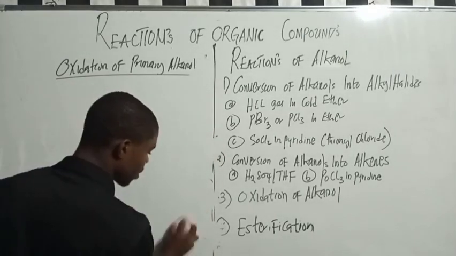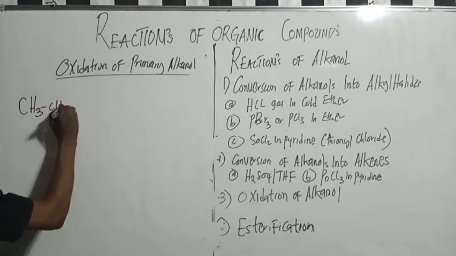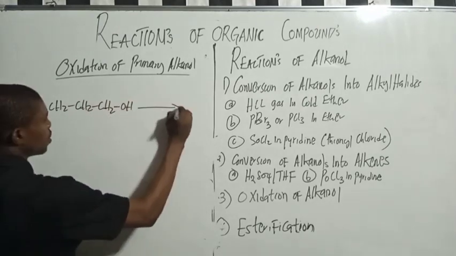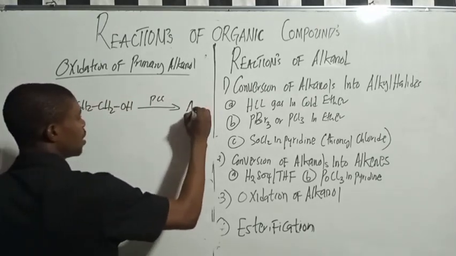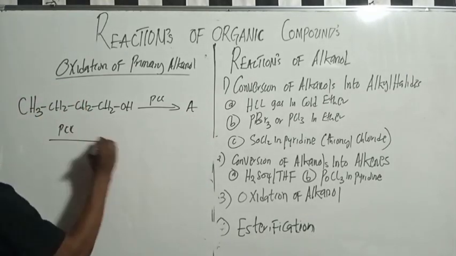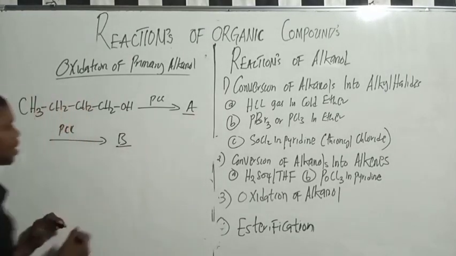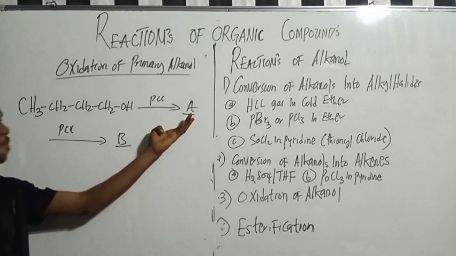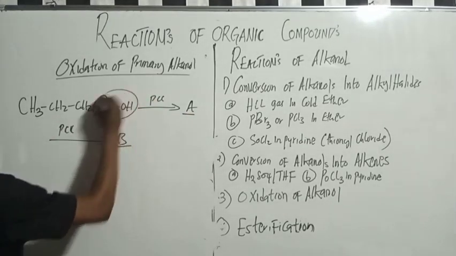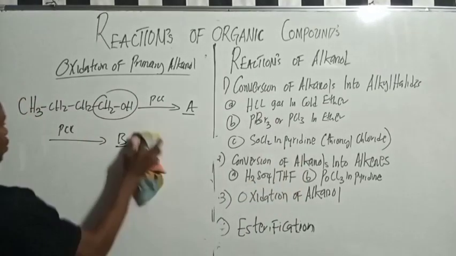If I should give you some to try, here we have CH3CH2CH2CH2OH with PCC, A, then here we have PCC, B. They ask what is A and what is B? Just that. So it's very easy here. Therefore, PCC will oxidize this one to an aldehyde functional group. This is that. So the product, let me just write it down.